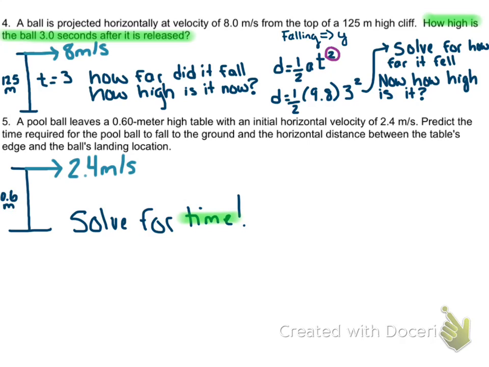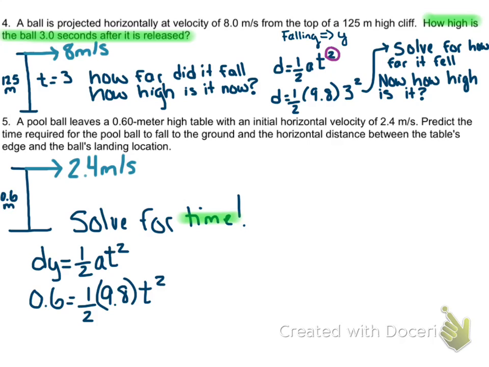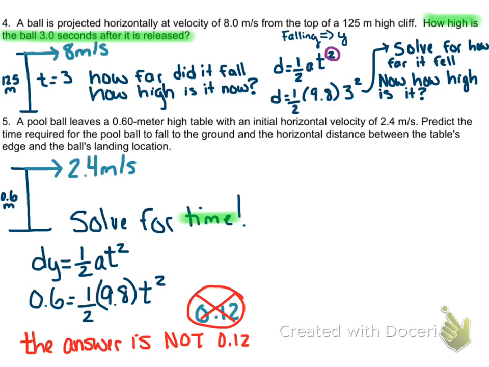So I'm going to go ahead and solve for time using the formula. The distance in the y direction equals 1/2 at squared. So 0.6 equals 1/2 times 9.8, acceleration due to gravity, t squared. And I'm going to solve for t. So the answer is not 0.12. If you got 0.12, you're wrong. Do the math again. You plugged it in right, you solved it wrong. Check your equation, make sure your equation matches mine.